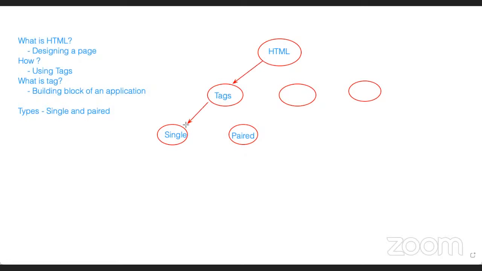So how are tags used to build a web page? What is a single tag? Next, the syntax of a tag. How are you going to write the tags? It's all about a less-than sign followed by the tag name and a greater-than sign. This is known as a start tag. A less-than sign followed by a forward slash and the tag name is known as an end tag.